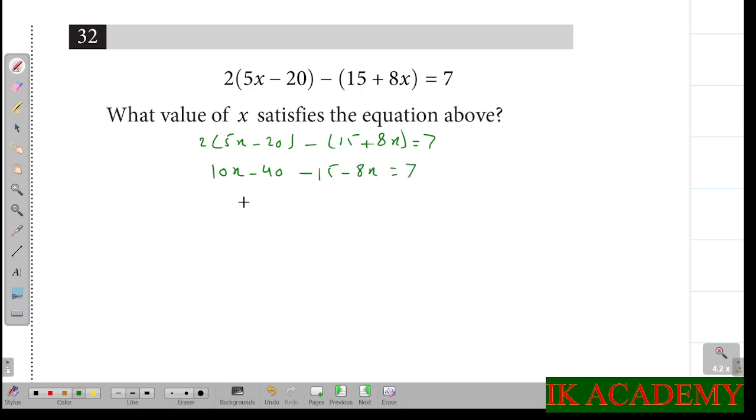So 10x minus 8x will be 2x. Minus 40 minus 15 will be minus 55, equal to 7. So 2x is equal to 7 plus 55, which is equal to 62. So x is equal to 62 divided by 2, which is equal to 31. So x is 31.